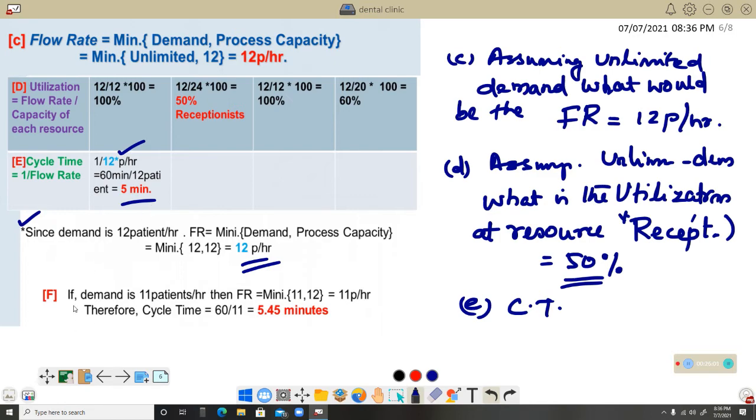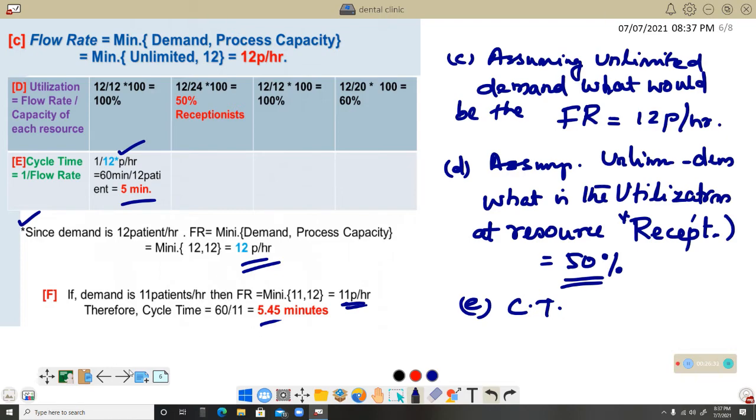And question number F is, if the demand is 11 patients per hour, then the flow rate is minimum of 11, 12, which is 11. Therefore, cycle time is 60 by 11. You will get 5.45 minutes. Round off to 2 decimals as per the question requirement. We go for rounding off. So, 5.45 minutes only. This is question number F, the solution. Hope the calculations are very clear to you.